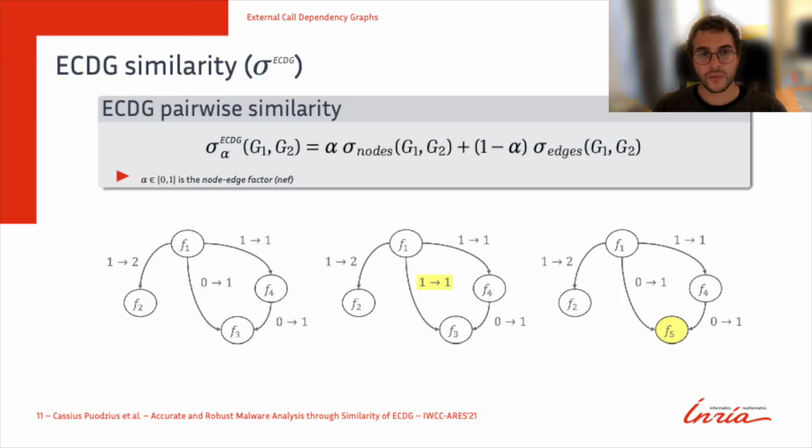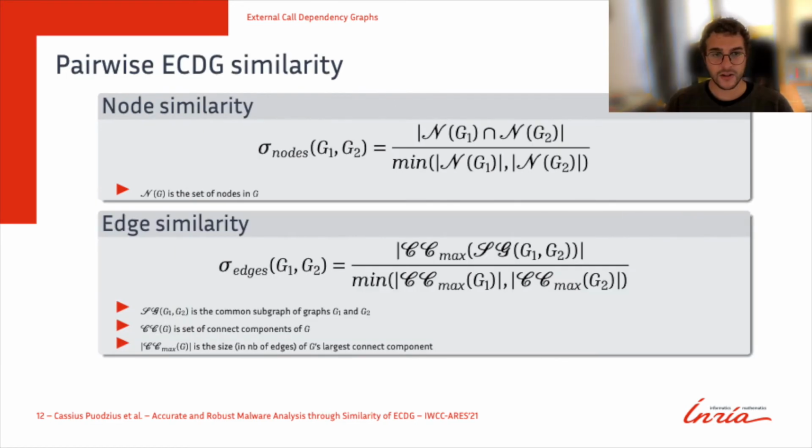We define our pairwise similarity function as shown in this slide. We see that it depends on a value alpha that we name node edge factor or NEF. Given two graphs, the NEF value will balance between similarity found with respect to their nodes or with respect to their edges. In its turn, the node similarity is computed by counting how many nodes are found in common between the two graphs divided by the lowest number of nodes in the input graphs. And the edge similarity counts the number of edges of the largest connected component in the biggest common subgraph divided by the lowest number of edges in the largest connected components of the input graphs.